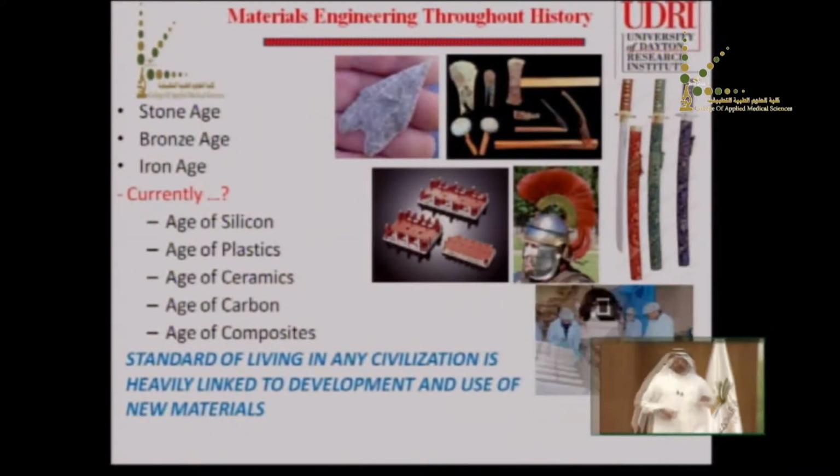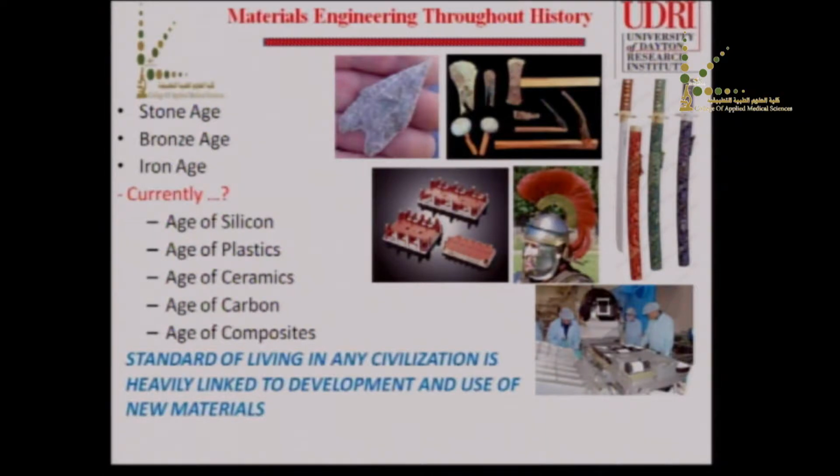This is called material engineering through history. In the beginning of life, man made his tools from stone. They start with the Stone Age. After that, he thought to change his tools by using bronze tools, with spear and helmet here. After that, he thought about the Iron Age. But when man thought about it, he changed his tools.